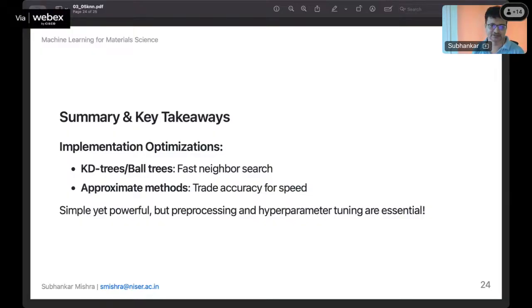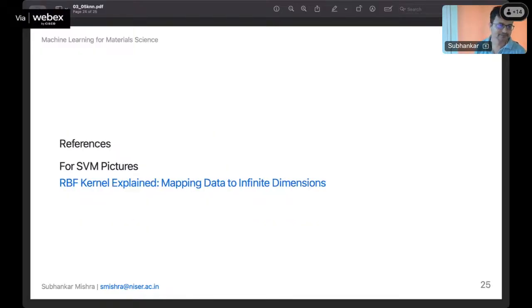There are also approximate methods so that we don't have to query everything, and there is a bunch of research work on how to do KNN super fast. It's a very simple algorithm, but finding the k nearest neighbor is what takes time. And this is the reference for those images for today.